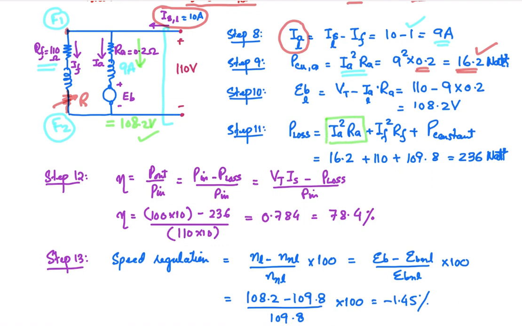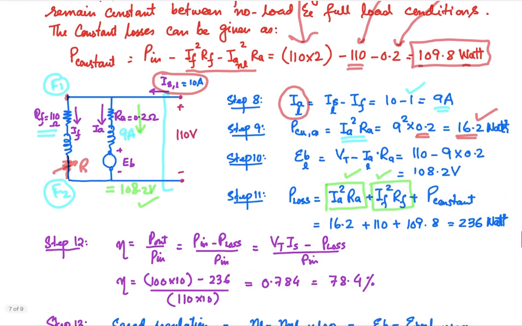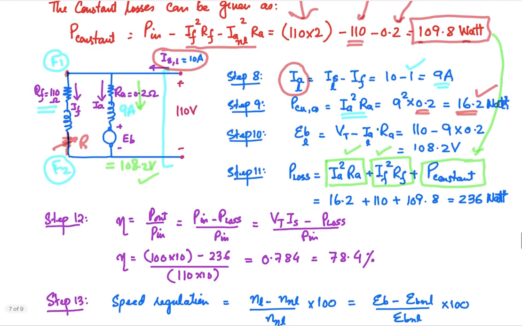One is the armature copper loss, the other one is the field copper loss, and the constant losses. Those are basically the core losses, and the frictional and windage losses. They remain constant, they are not going to change with the load. So the total loss is now 16.2, 110, 109.8, so 236 watt is the loss in the machine.